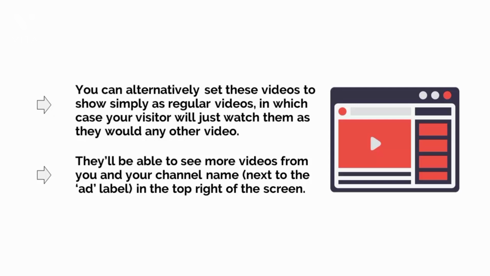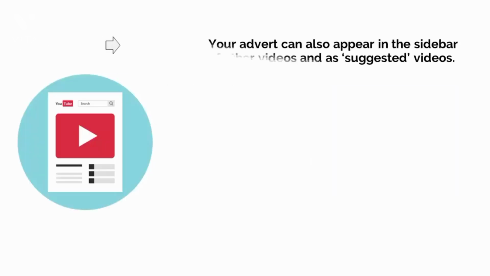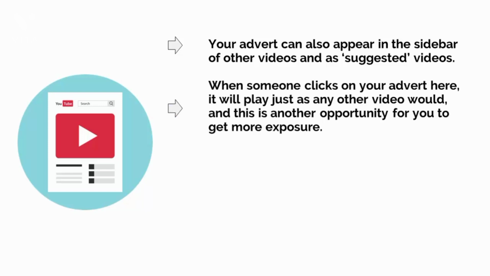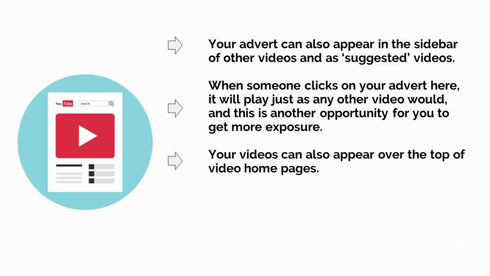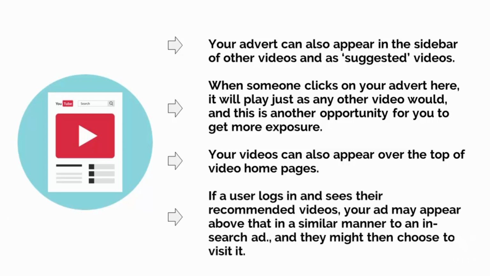When you create in-search video ads, there are a few more things to consider as well. For one, your advert can also appear in the sidebar of other videos and as suggested videos. When someone clicks on your advert here, it will play just as any other video would, and this is another opportunity for you to get more exposure. Likewise, your videos can also appear over the top of video homepages. So if a user logs in and sees their recommended videos, your ad may appear above that in a similar manner to an in-search ad, and they might choose to visit it.